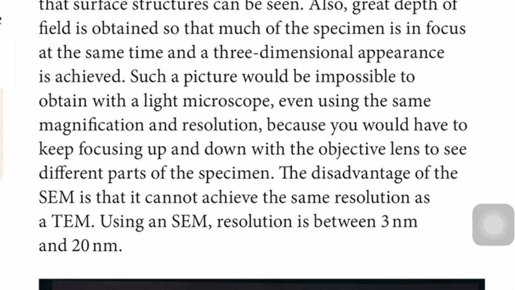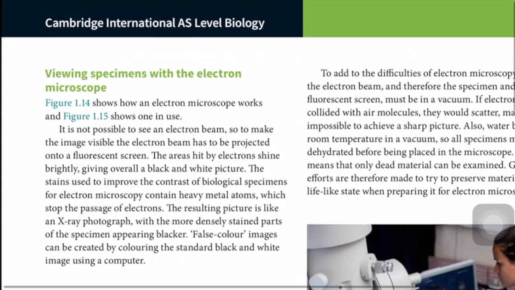The disadvantage of SEM is that it cannot achieve the same resolution as a TEM. Using SEM, resolution is between 3 nanometers to 20 nanometers. Okay, good pieces of information.